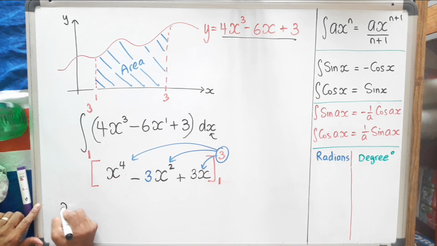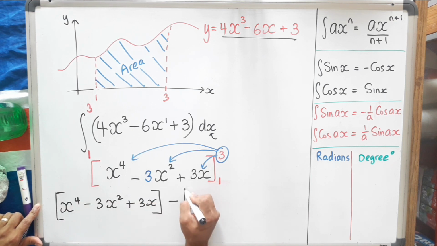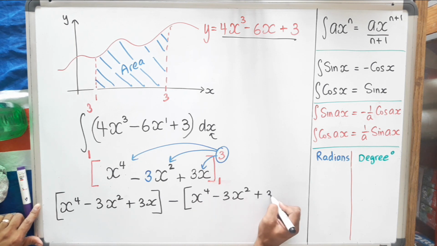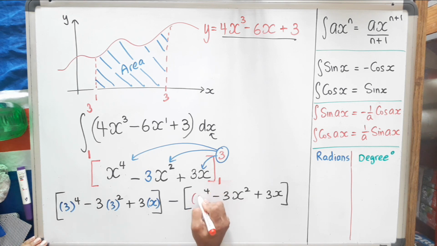Let me write this. x to the power 4 minus 3x squared plus 3x. Put it in a big square bracket. Minus the other set, which will be x to the power 4 minus 3x squared plus 3x. Right. So we're going to replace all the x's here with 3. And then we have to replace all the x's here with 1.